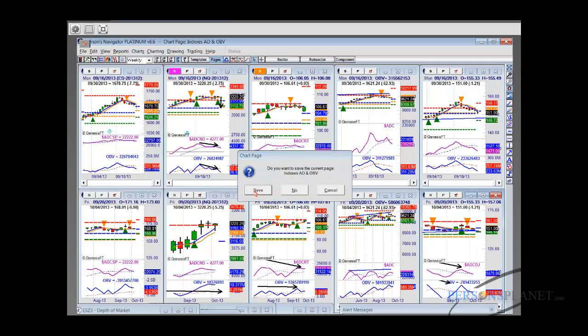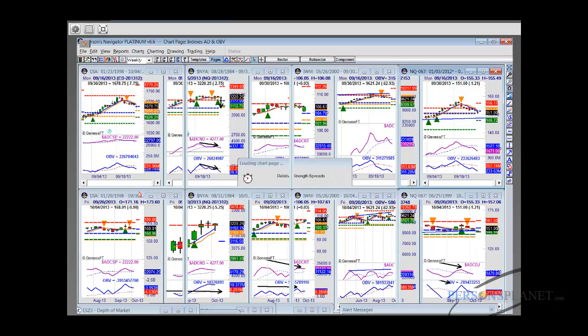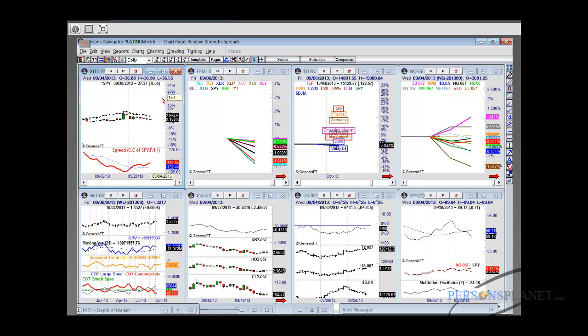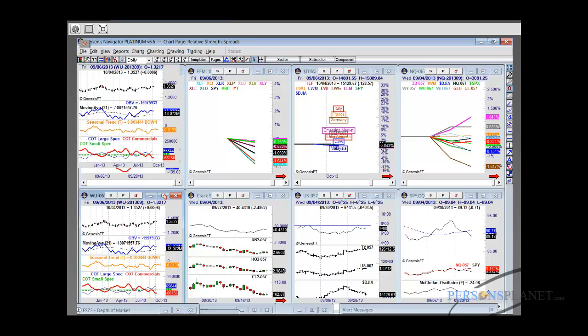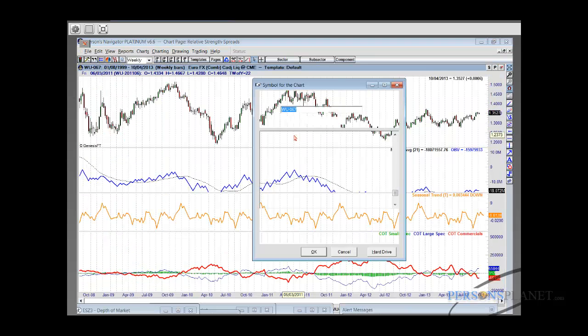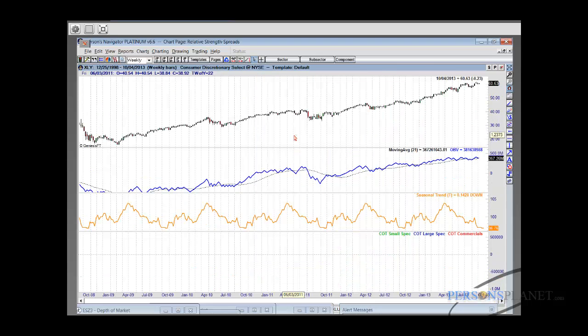Let me go over here to my relative strength page real quick, and we're going to wrap this up in just a minute. One of the big surprises that I found was the consumer discretionary sector moving up, and here's the funny thing. Notice that the volume is strong on this rally in consumer discretionary stocks, and the price went up in a seasonally weak period of time. I can't imagine what's going to happen at the end of this month when we enter a seasonally strong period of time.